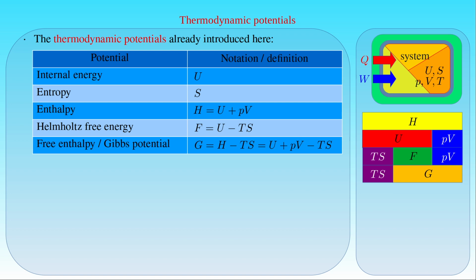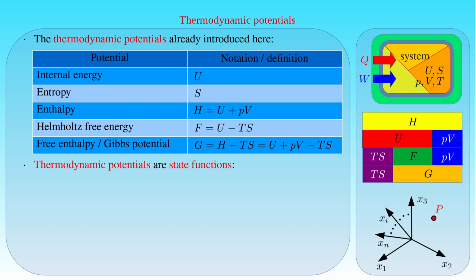By comparing each line with another one, we can express any of the thermodynamic potentials in terms of the rest of the potentials. As the name of the thermodynamic potentials indicates, these 5 quantities are state functions. In the state space with the state variables x1, x2, ..., xn of a thermodynamic system, the state of the system can be represented by a point P in the state space. Then each potential is evaluated at the point P, that is any thermodynamic potential phi_i is a unique function of the state variables x1, x2, ..., xn, where phi_i denotes the internal energy U, the entropy S, the enthalpy H, the free energy F and the free enthalpy G.